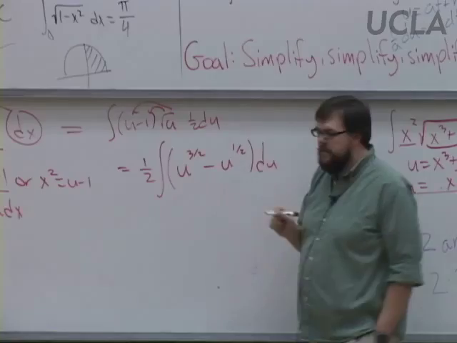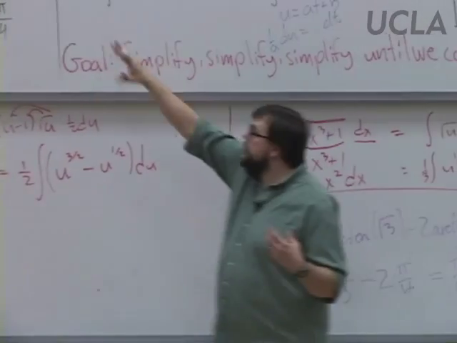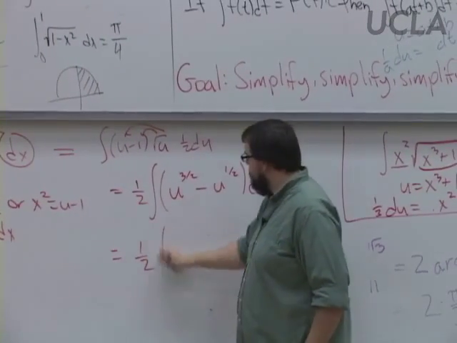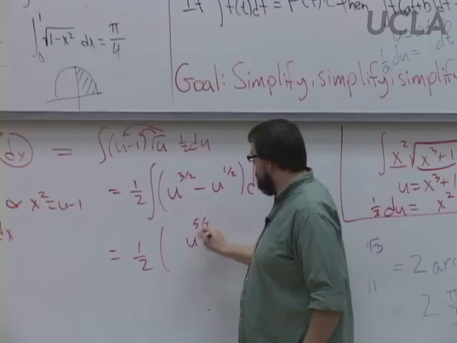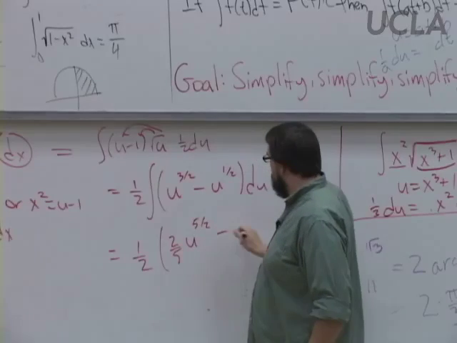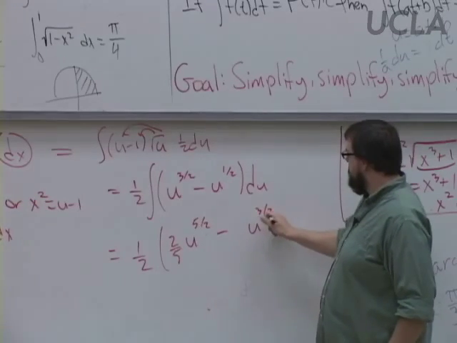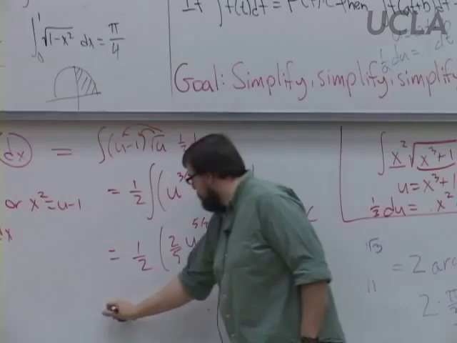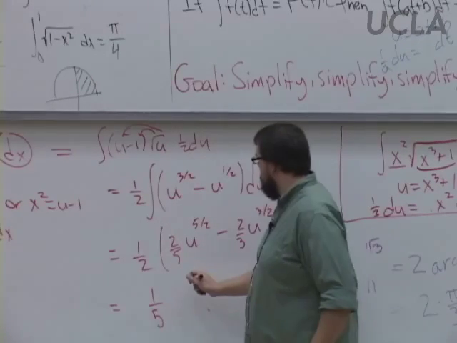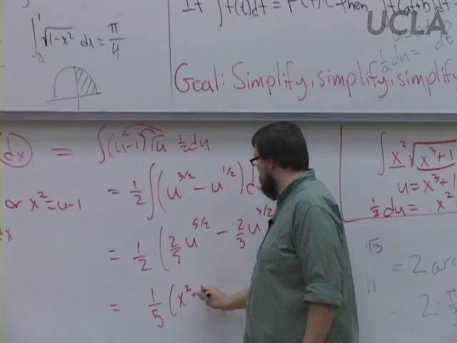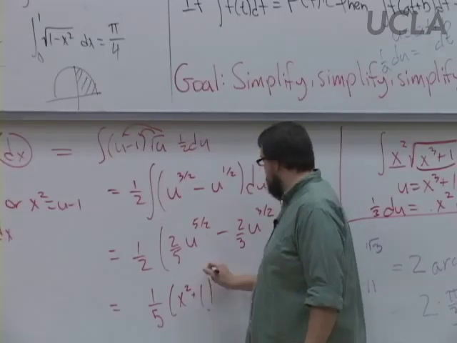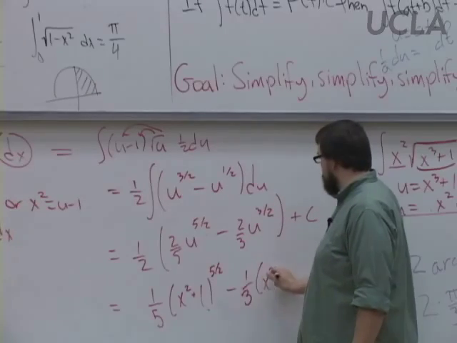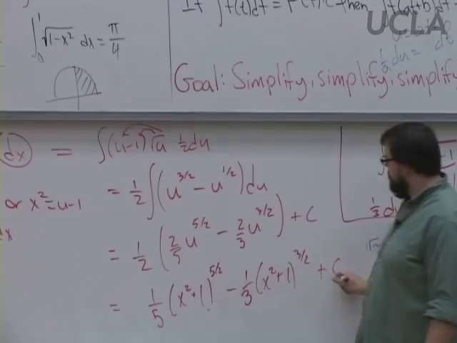And now I'm happy, because now I have something in one of these forms, in particular the one up in the corner. So now I can just simply work it out. The integral of u to the 3/2: I add 1, 5/2, multiplied by 2/5. And then u to the 1/2, I add 1 to the exponent, that becomes 3/2 multiplied by 2/3. And I add c. So this becomes 1/5 times u to the 5/2. But now I come back and replace what u is. x squared plus 1 to the 5/2 minus, and then 1/2 times 2/3 is 1/3, x squared plus 1 to the 3/2, and then plus c.